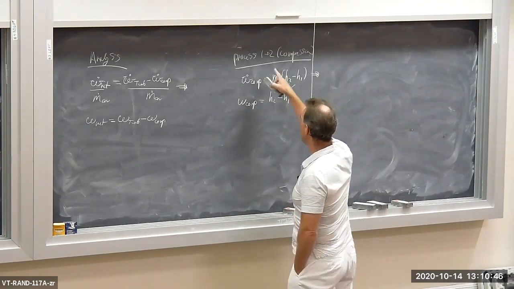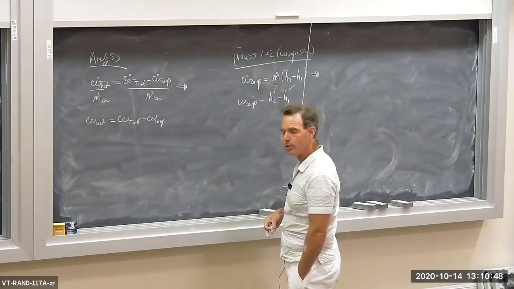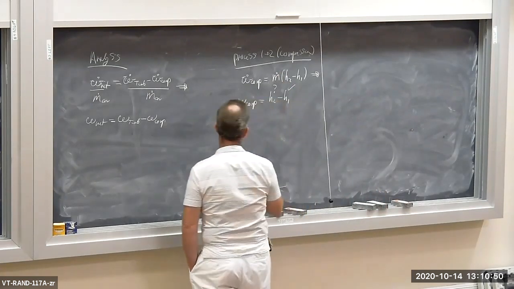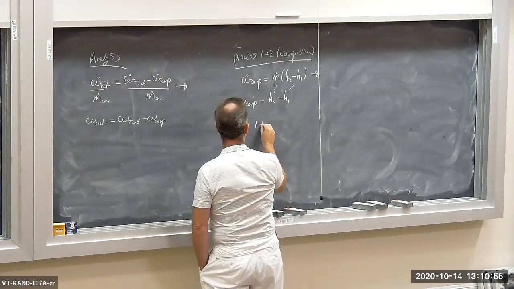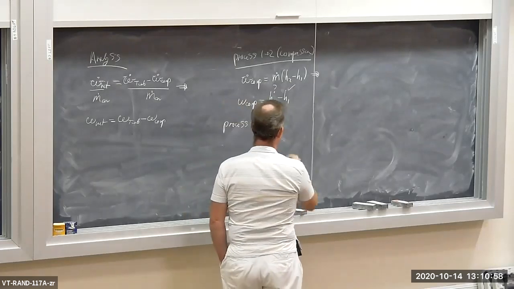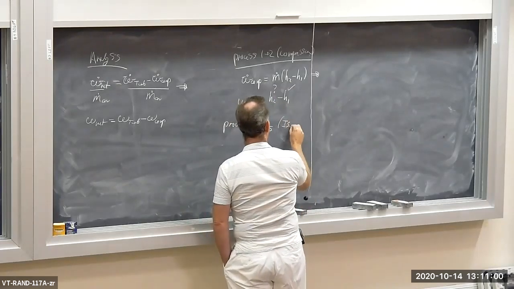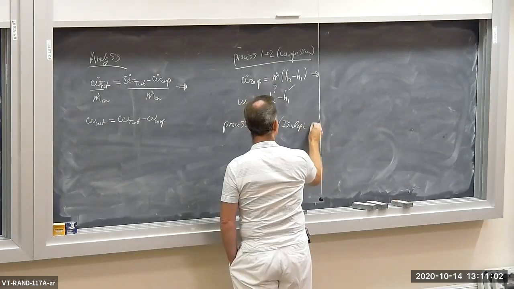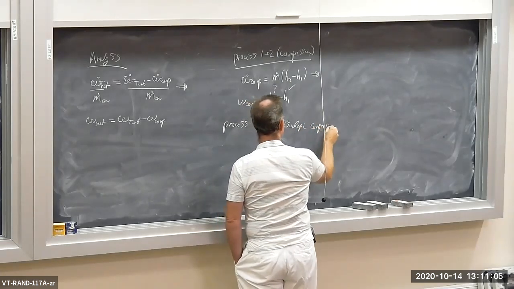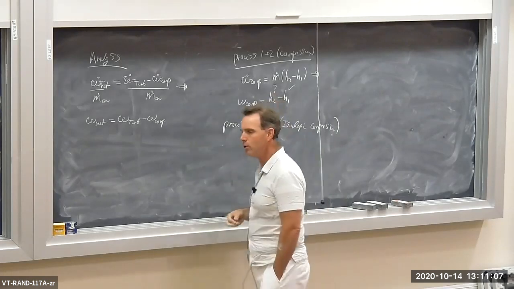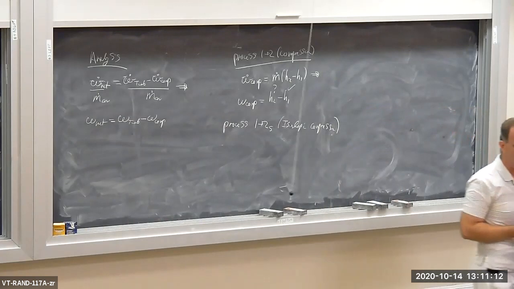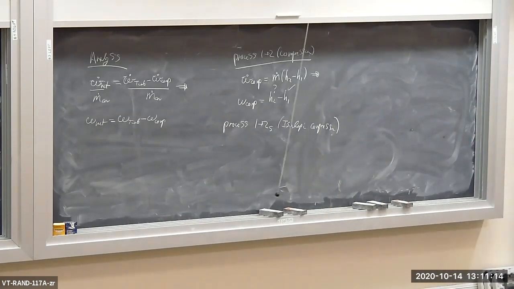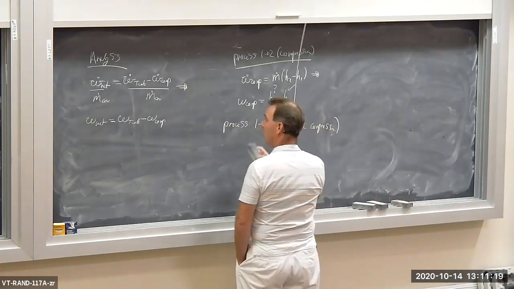Instead of looking at process 1 to 2, let's look at process 1 to 2s. This is the isentropic compression process. Now, why would I be interested in looking at 1 to 2s, in other words, the reversible compressor? Because this isn't going to help me, but this will.